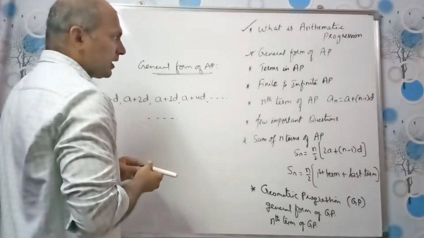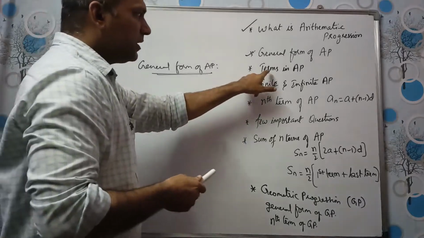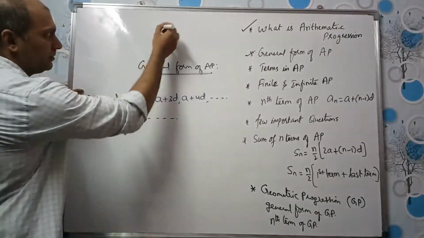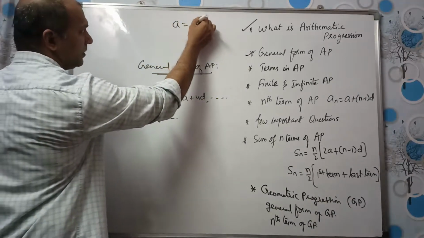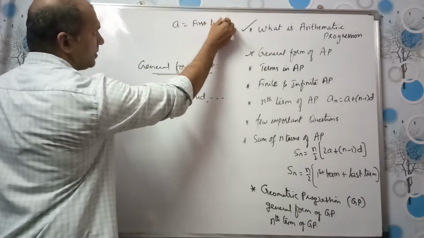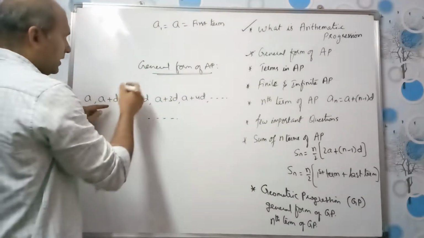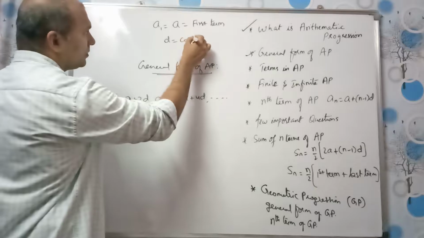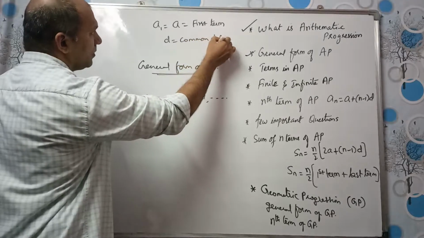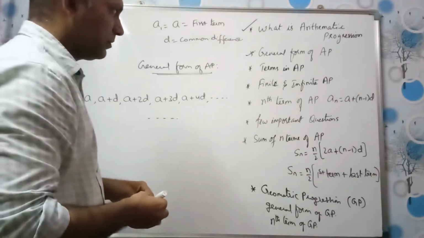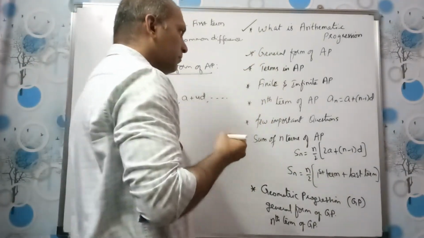Now let us learn the terms in AP. We already learned that. A is the first term, sometimes it is taken as A1. And D is the common difference.